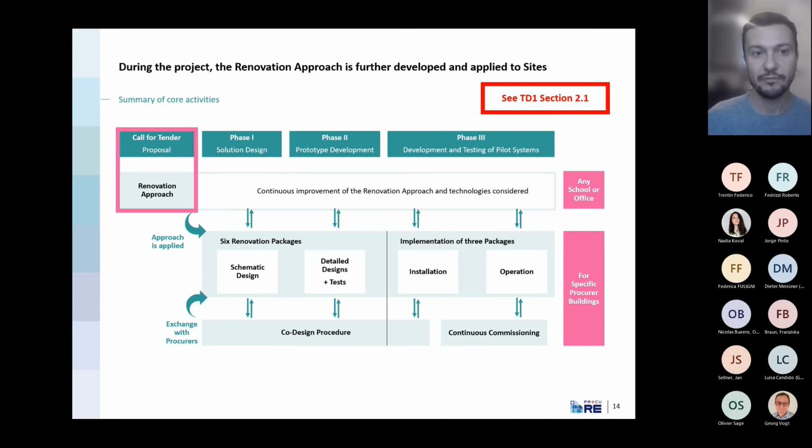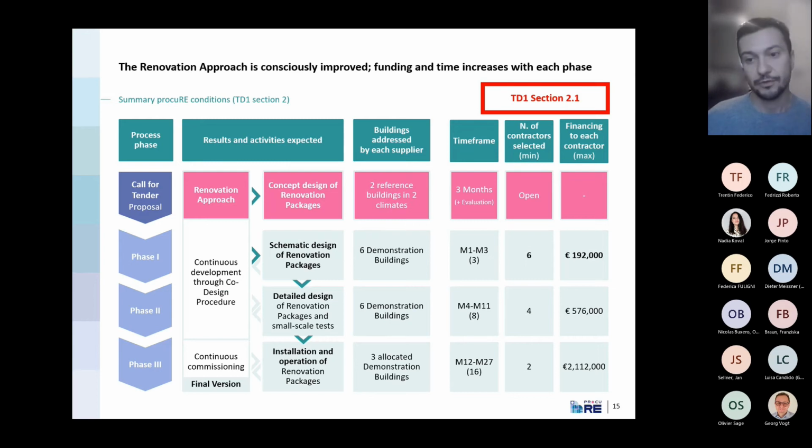But for now, you are only required to deliver the approach that you'll work with, and that will be applicable to any school or office across Europe, and that's why we actually have two relatively different climates for this assignment. But in the other phases of the project, you will work with specific buildings, which our procurers have.